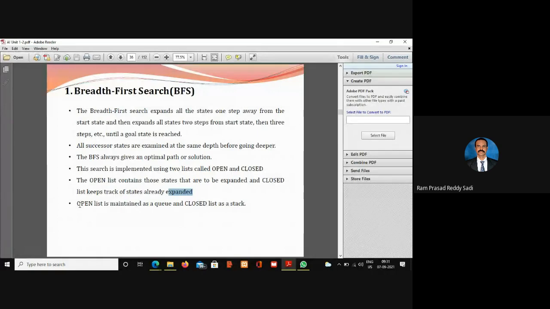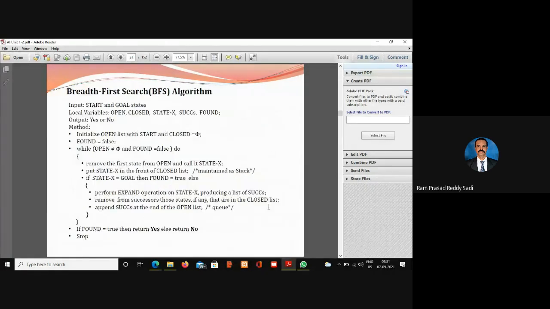See it clearly. Look at the last one. Open list is maintained as a queue because we go level by level. And just now one of our friends said that BFS normally uses the queue as the data structure for its implementation. And closed list is maintained as a stack. Why are we maintaining a stack? Because these states are already expanded, so we are pushing them into the stack. So 2 data structures: for the open list, we are using the queue, and for the closed list, we are using the stack.